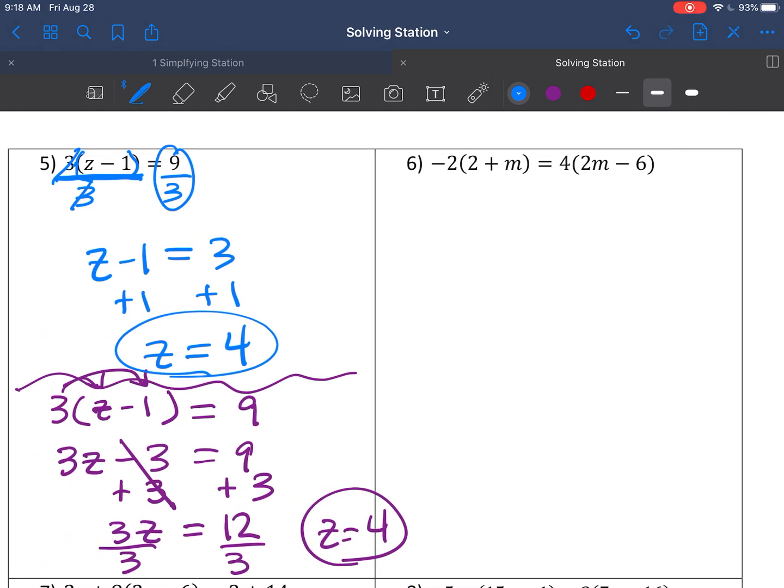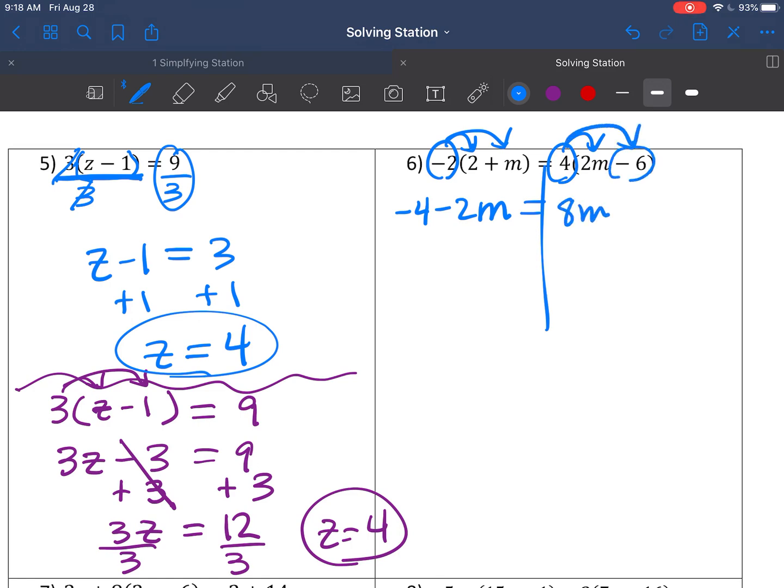All right, number 6 has 2 sets of parentheses. I like using the distributive property, so on each side of my equal sign, I'm going to take care of those distributions. So negative 2 times 2 is negative 4. Negative 2 times m is negative 2m. 4 times 2m is 8m. 4 times negative 6 is negative 24.